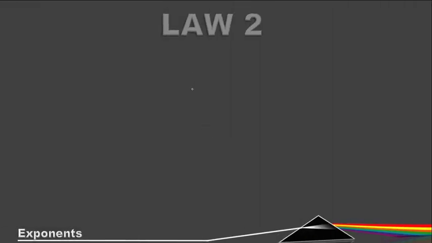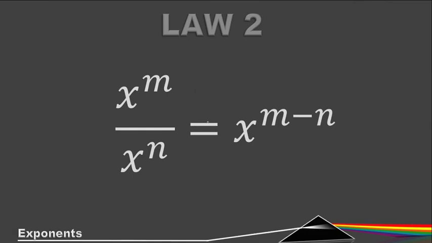Now law 2 states that if I divide by the same base, I subtract my exponents. Let's look at an example. Let's say we've got a to the power of 4 over a to the power of 3. So this means that I subtract my exponents. So I've got 4 minus 3, which gives me a to the power of 1, or I can just write it as a.